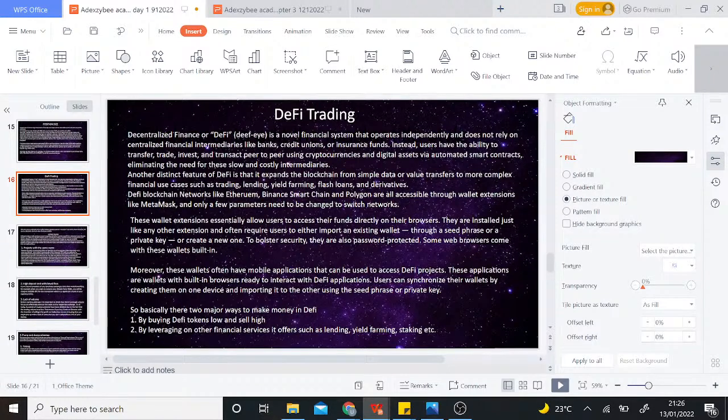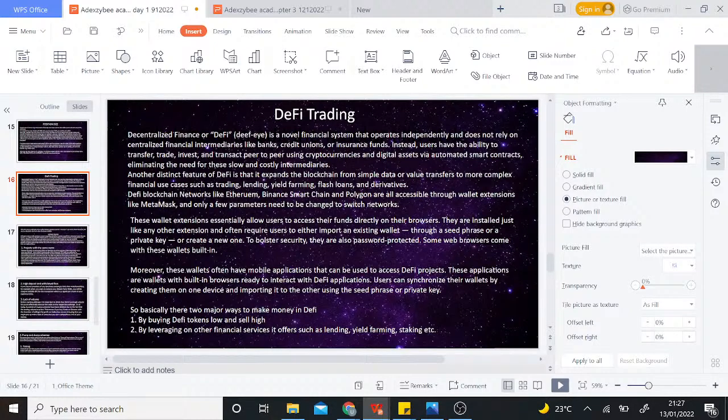peer-to-peer using cryptocurrency and digital assets via automated smart contracts, eliminating the need for slow and costly intermediaries. This DeFi simply offers every service that banks offer. That's just it. Exchanges also offer these services, but while using exchanges, you are not dealing directly with the other party involved. You are going through that exchange. That exchange is standing as an intermediary, as a middleman.